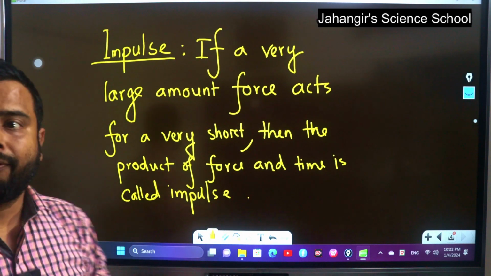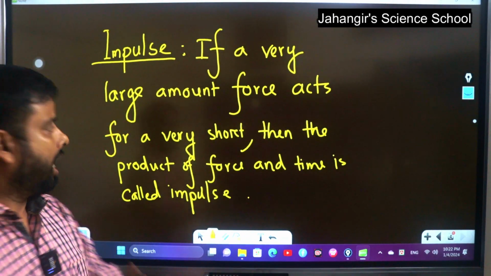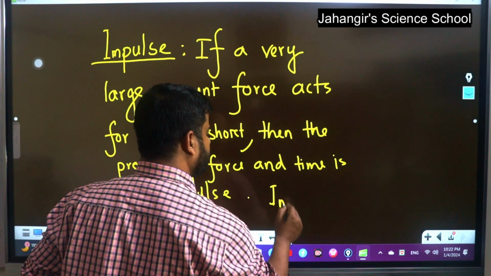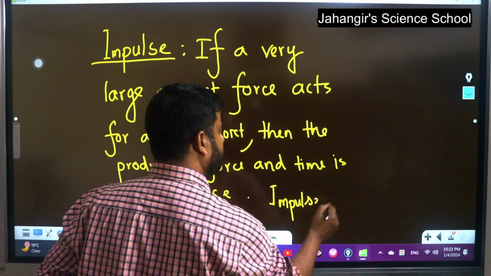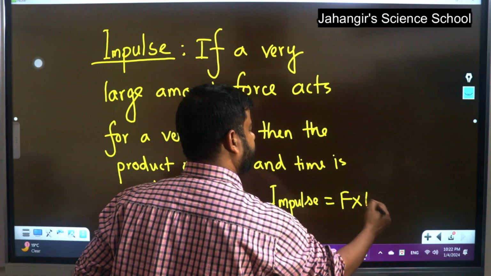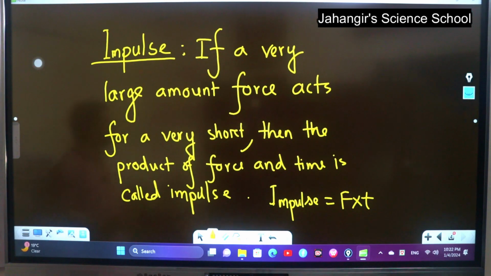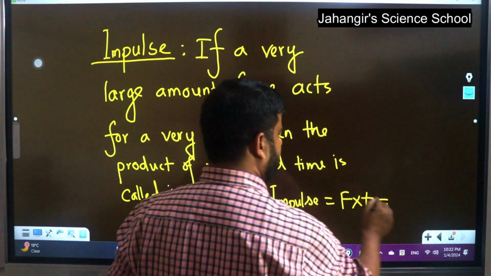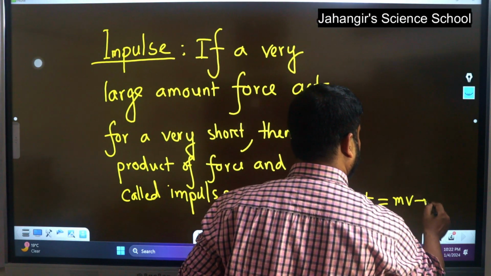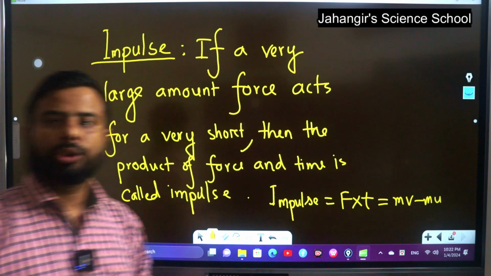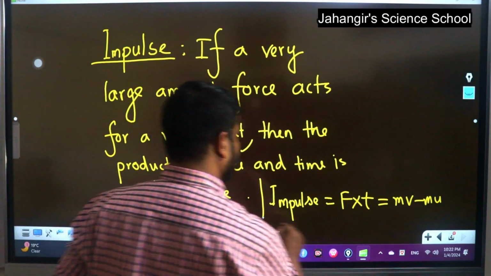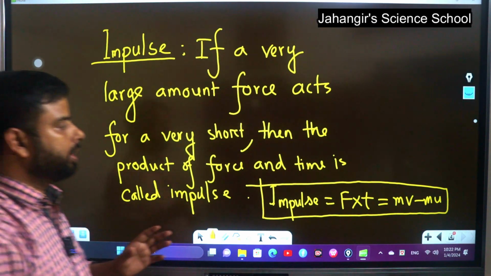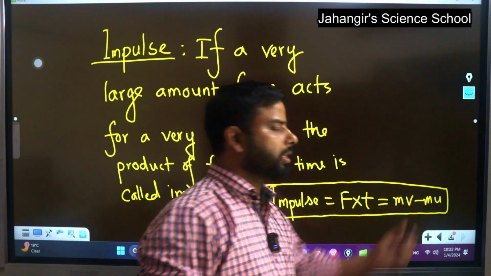So if a very large force acts for a very short time, impulse equals force into time. But remember, force into time equals change in momentum, mv minus mu. So we can calculate impulse as force into time, or final momentum minus initial momentum.